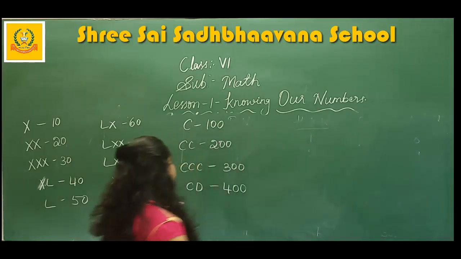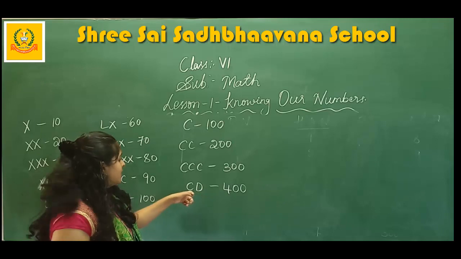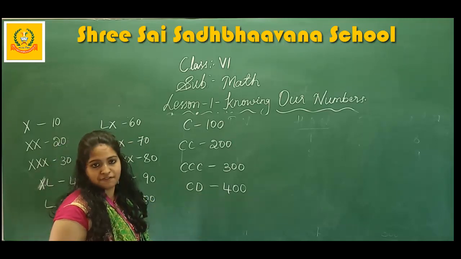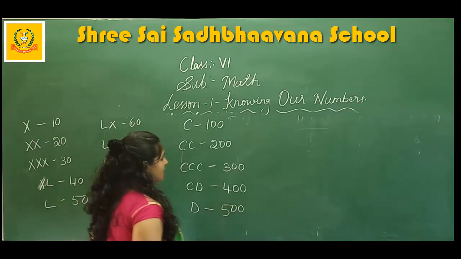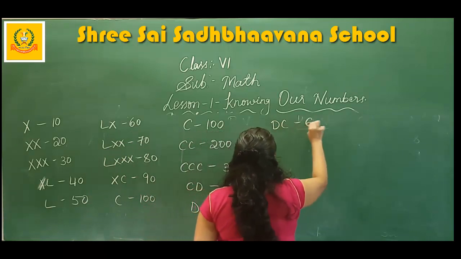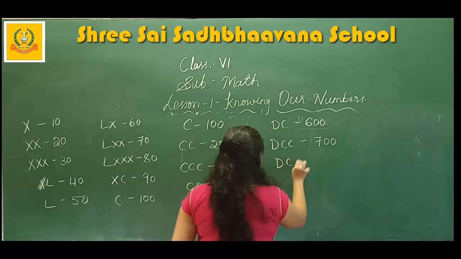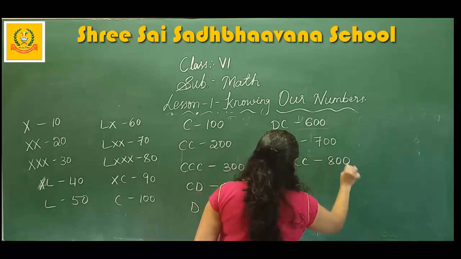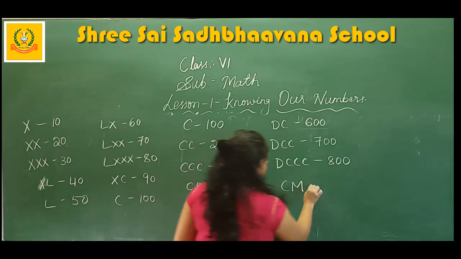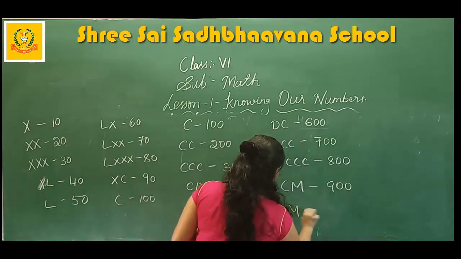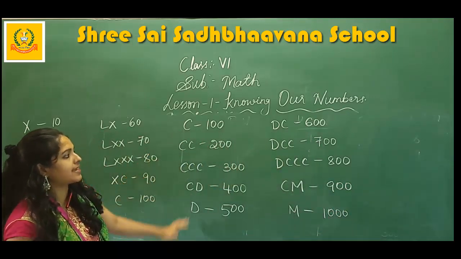CD: here we are writing the C before the larger number, which means we have to subtract the value. What is the value of D? 500. Then 500 minus 100 is equal to 400. D is 500, DC is 600, DCC is 700, DCCC is 800. And how to write 900? CM. That is 900. And M stands for 1000.